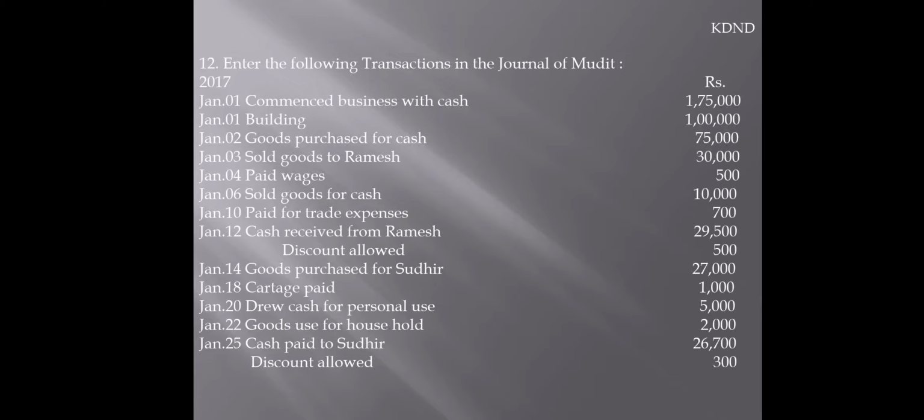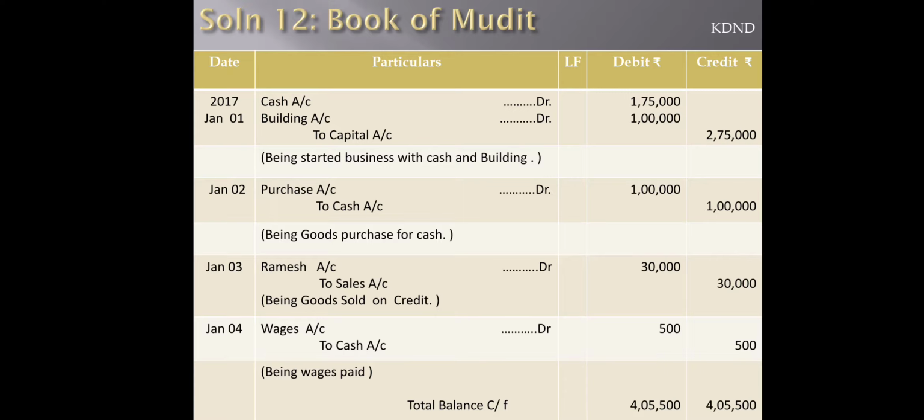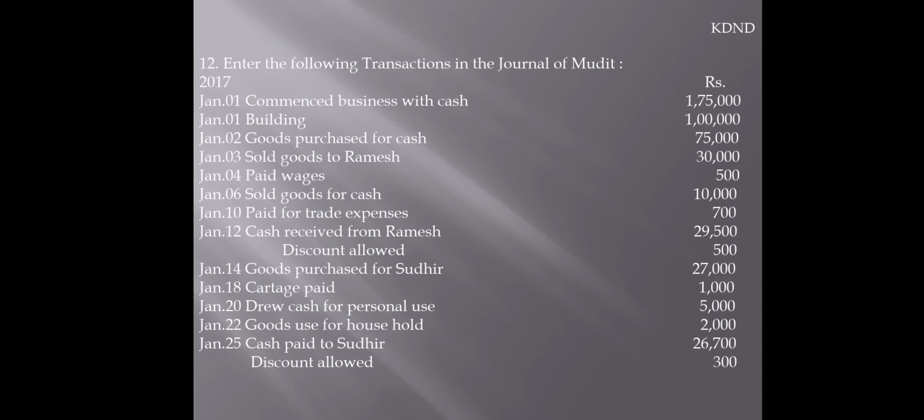Now we are going to switch on to sum number 12. Enter the following transactions in the books of journal of Mudit. Now in the books of Mudit we are going to record all the entries. So first of all we will draw the format of journal entries, that is books of Mudit, date, particulars, ledger folio, debit rupees, credit rupees. Now one by one we are going to start with the sum.